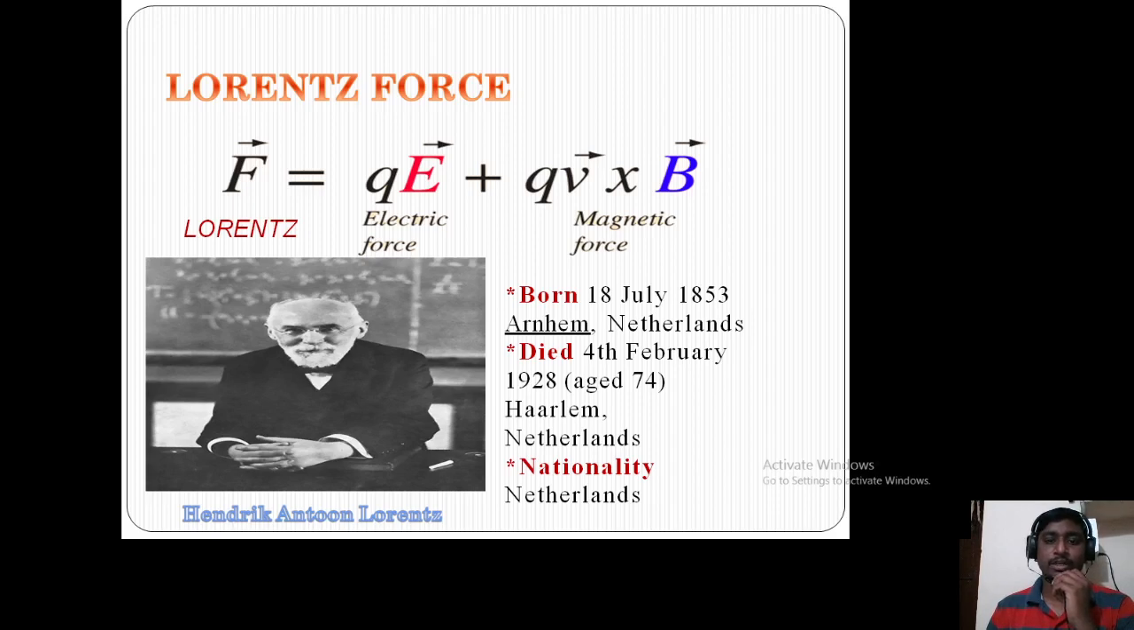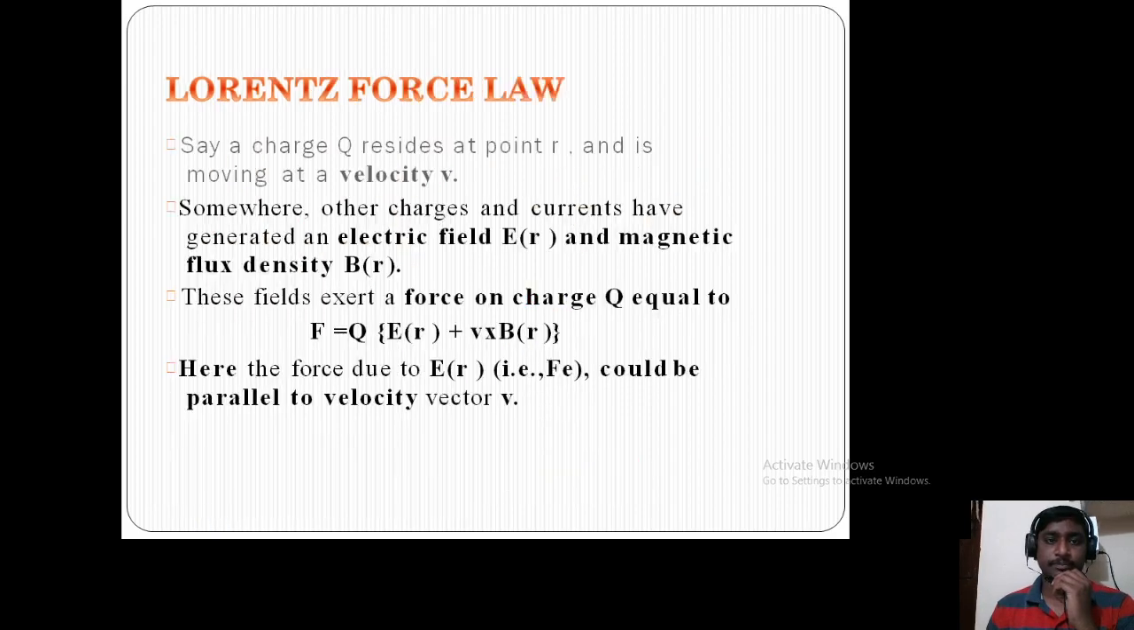Lorentz was born on 18th July 1853, and he belongs to the Netherlands. This equation you have to remember: F equals qE plus q v cross B.